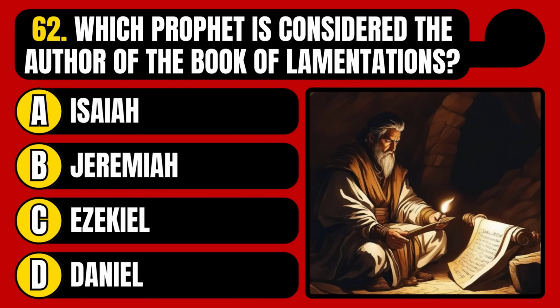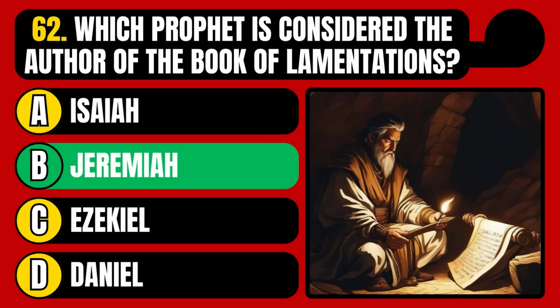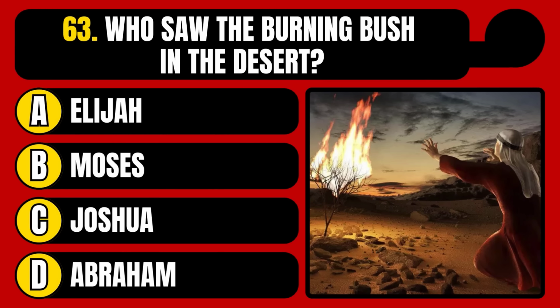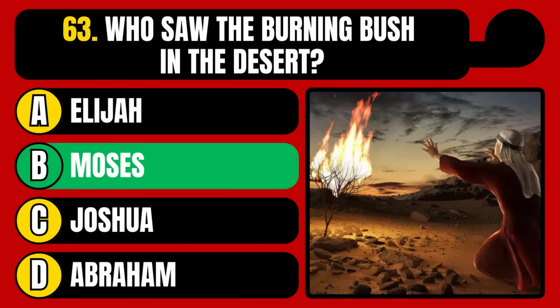Which prophet is considered the author of the Book of Lamentations? Isaiah, Jeremiah, Ezekiel, or Daniel? The correct answer is option B, Jeremiah. Who saw the burning bush in the desert? Elijah, Moses, Joshua, or Abraham? The correct answer is option B, Moses.